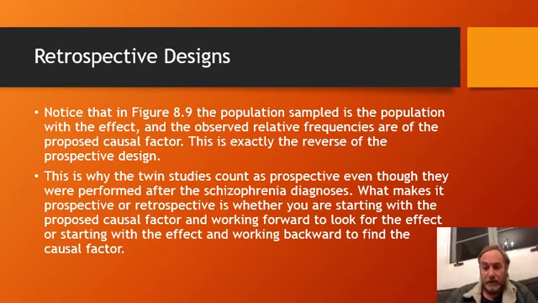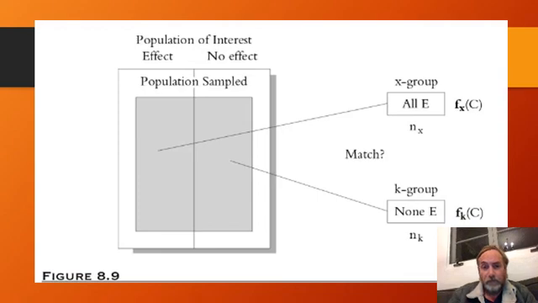So look at this chart here, right? Here we have the population sampled, which is all people with schizophrenia, and then you have your control group, right? And then we're looking to see in each of these groups what is the relative frequency of the causal factor. So when I say conceptually, it's the reverse of the prospective. This is what makes something prospective.